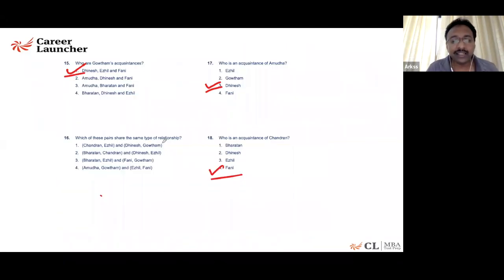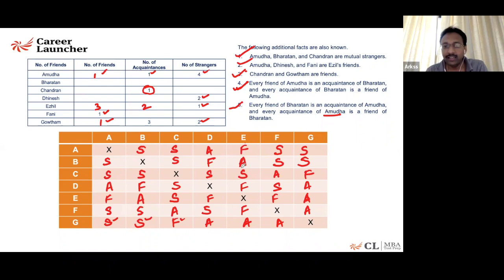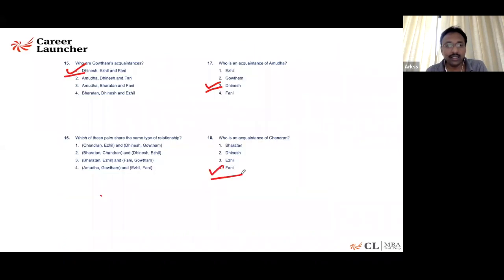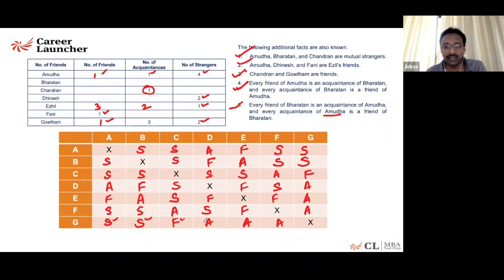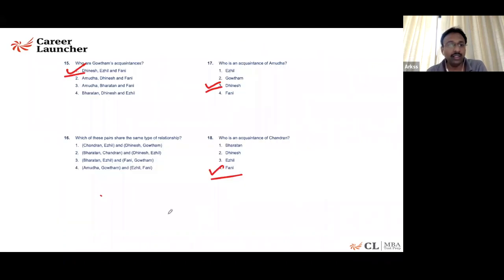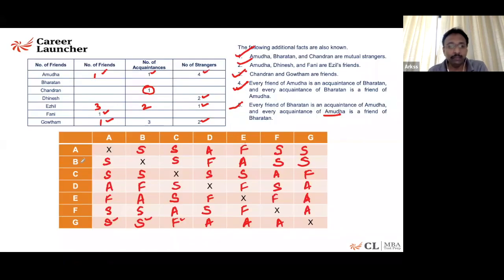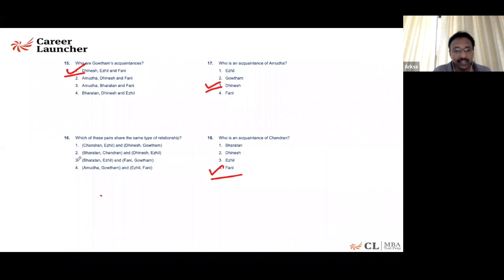Which of the pairs are the same type of relationship? C and E, and D and G. Let's look at this. CE and DG. No, it is not the same. BC and DE. DE is friend. No, it is not. BE and FG. FG is acquaintance. B and E is acquaintance. Correct. This is the one. 3 is the answer. Next one.